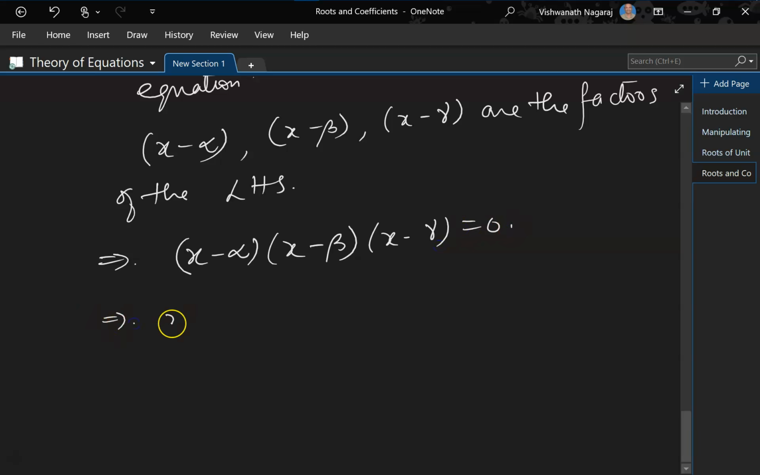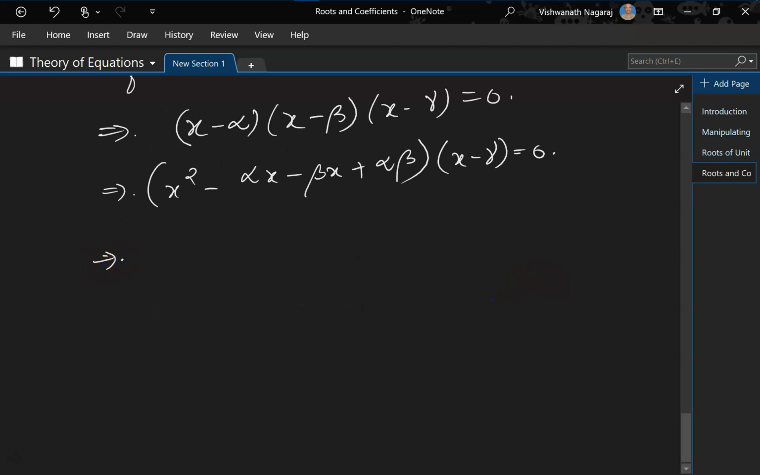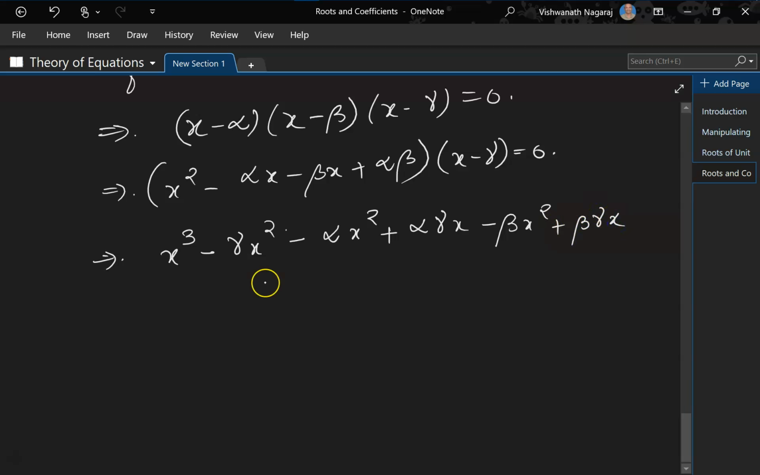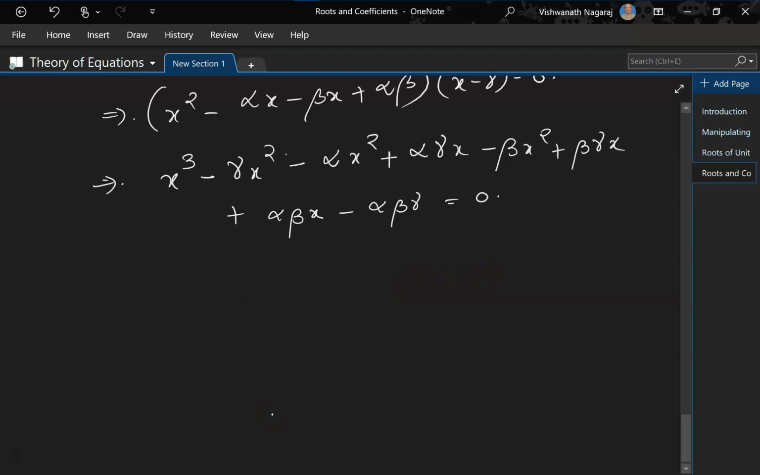Now let's expand this. x square minus alpha x minus beta x plus alpha beta, times x minus gamma, equal to 0. Let's again expand. So x cube minus gamma x square minus alpha x square plus alpha gamma x minus beta x square plus beta gamma x plus alpha beta x minus alpha beta gamma equal to 0. Just applying the distribution.